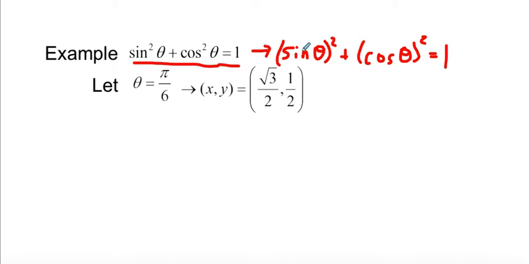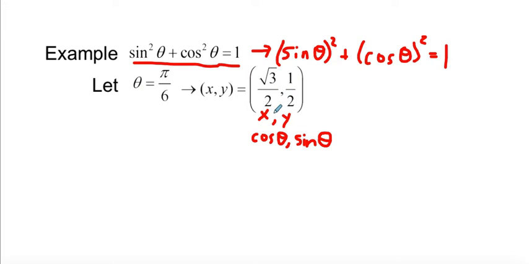But going through this, remember that on the ordered pair, the square root of 3 over 2 is your x value, and your 1/2 is your y value. But remember on the unit circle, your cosine of theta is your x value, and your sine of theta is your y value.